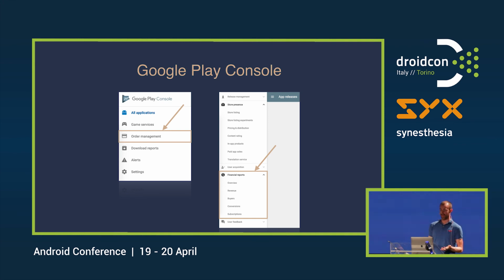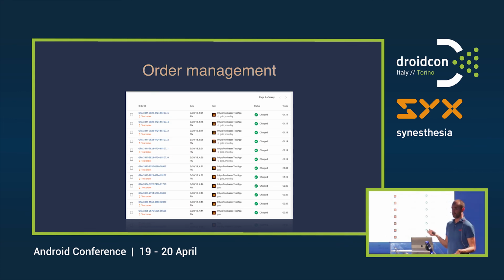For order management, it's very easy, actually. As soon as an order comes in, it's going to be displayed here. And you can see at a glance information like, oh, this is the order ID. It's a test order or it's a proper order. This is how much we charged the user. This is the product that the user bought, the date, and the status.